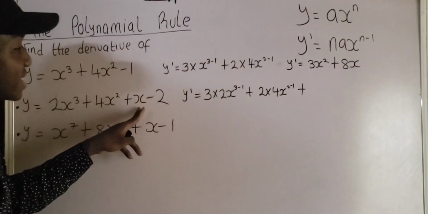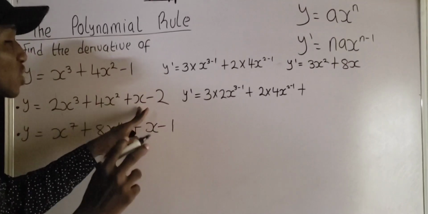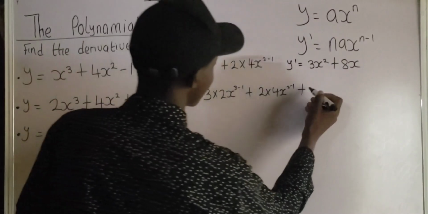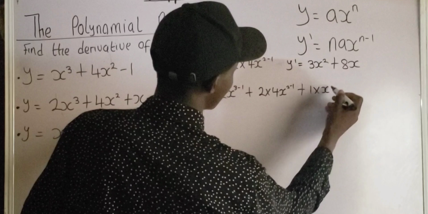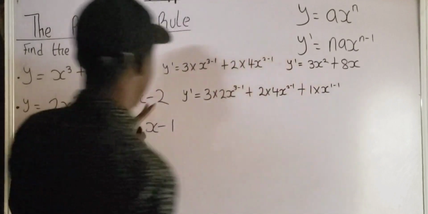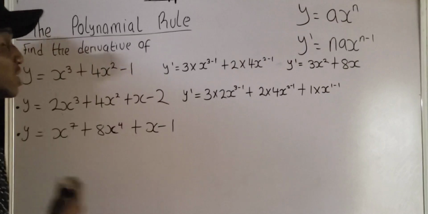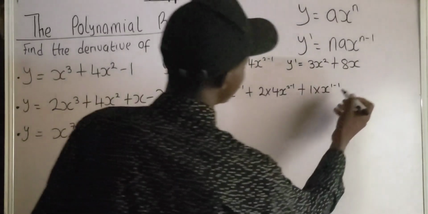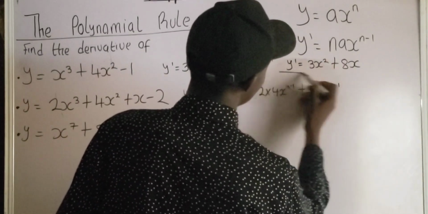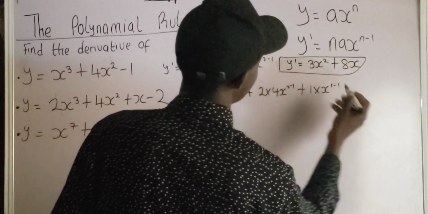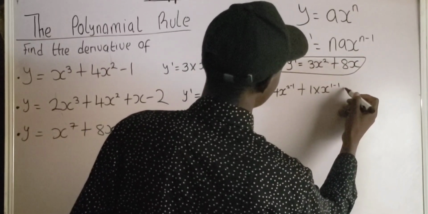Don't forget that x is also the same thing as what? x raised to the power of 1. So I'm going to have plus 1 multiplied by x raised to the power of 1 minus 1. Minus 2, if you differentiate minus 2, you're going to get 0, so there is no need of writing that. So the derivative of y, don't forget, this is for the first question. This is for the second question.